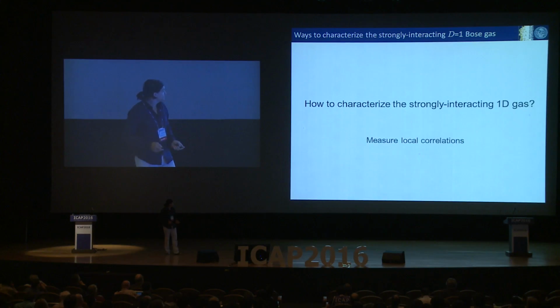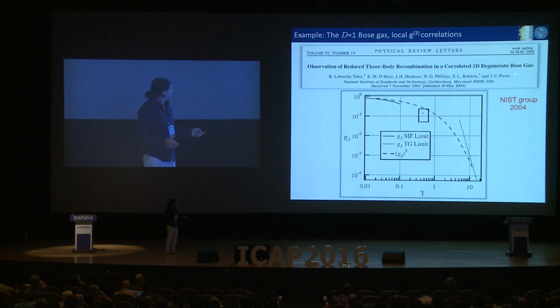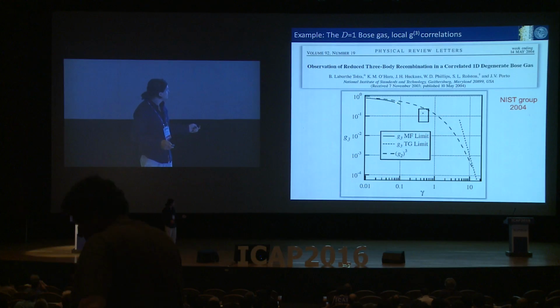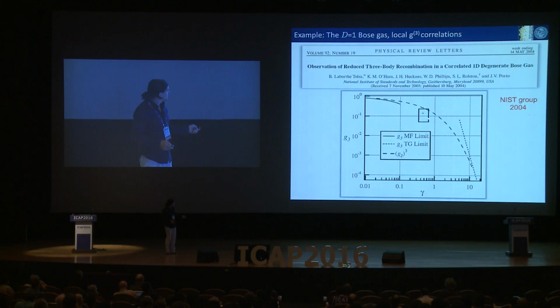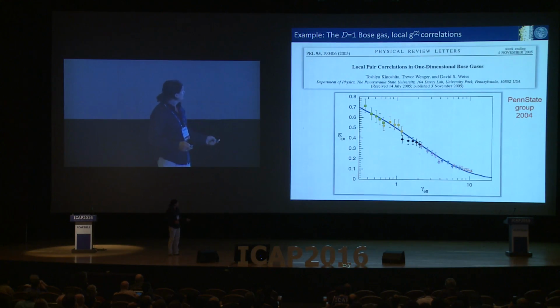For example, one can measure correlations. And let me just briefly show you a couple of results from the past 10 years. This was, for example, done by Trey Porto in the NIST group, and one could look at local three-body correlations. Here's the data point, and one could see that the correlations here are strongly enhanced. A little bit later, Dave Weiss at Penn State looked at two-body correlations and actually saw that for increasing interactions, the two-body correlations are strongly, well, one usually says the correlations are suppressed, but the particles become more correlated.